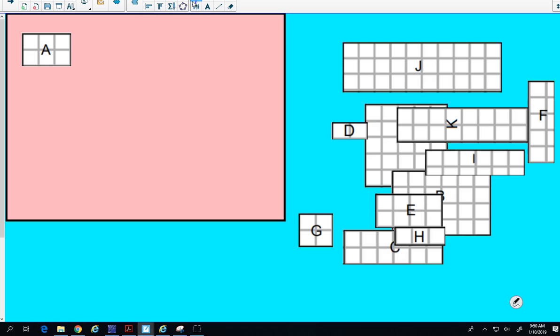So look at all of them and see which one you think has the same shape, but is a different size? Because none of them are congruent. You can see none of them are exactly the same. But see if you can locate the rectangle that has the same shape, but maybe a different size. And we're going to pause the video and come back.